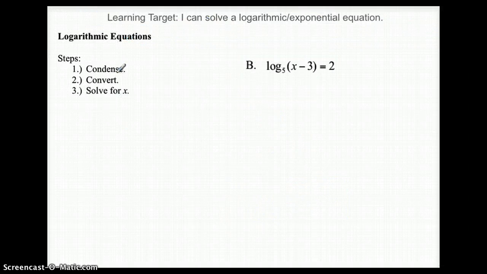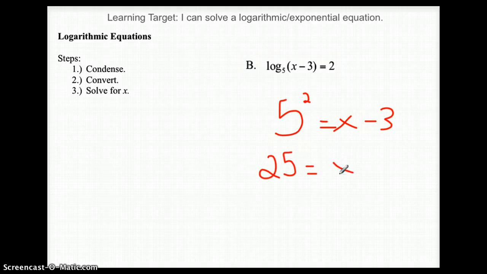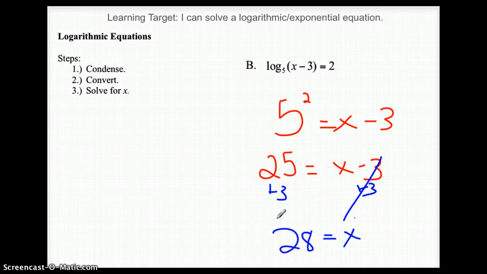Let's look at another one. Again, I don't need to condense, but I do need to convert. So get rid of the log, keeping 5 first. This quantity x minus 3 and the 2 are going to switch places. So first thing to proceed, what is 5 squared? Well, that's 25. And how can I get x by itself? Well, I can add 3 to both sides. So x will equal 28. That'll be my solution.